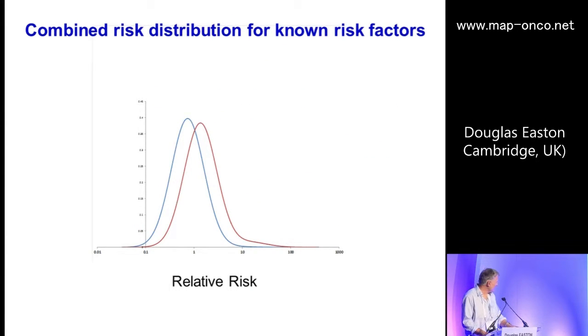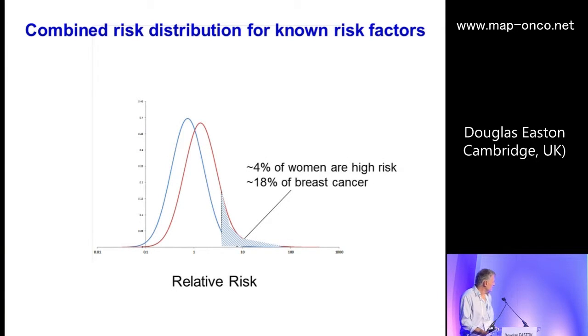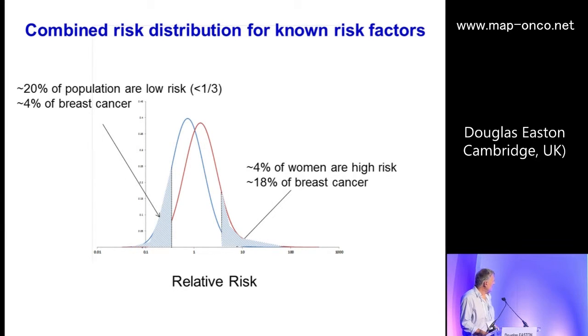Or put another way, if you put these together again, here the blue line is now the distribution of all risk factors in the population, and the red line is for cases. So if you take, slightly arbitrarily, women at more than 3-fold risk as being at high risk, that's roughly what the NICE guidelines say. You can identify about 4% of the population at high risk, and they account for about 18% of all breast cancer. These are women who might be eligible for MRI screening or chemoprevention.